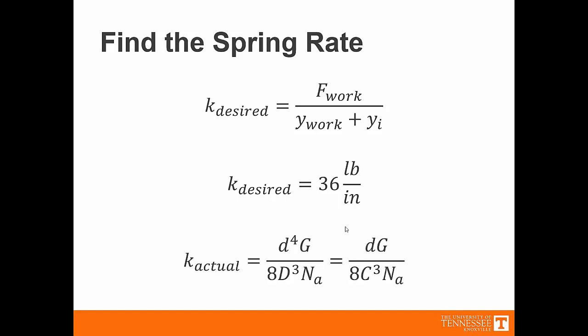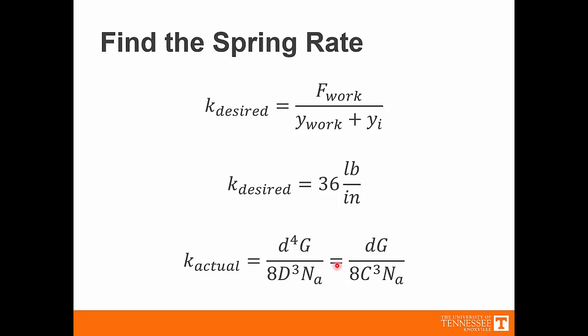Now the formula for actual spring constant, notice the difference. This one is working with forces and displacements. This is what we desire out of the spring. This one is working with the diameter of the wire, the diameter of the coils, the number of active coils, and the modulus of rigidity. So this is a function of material. It's a function of number of coils and wire diameter and coil diameter. So this is what it will actually get when we assemble our spring.